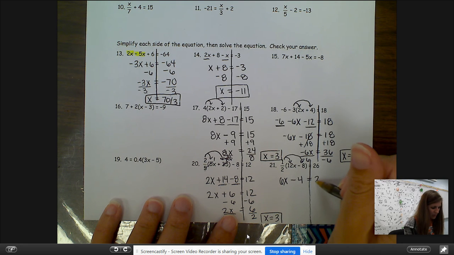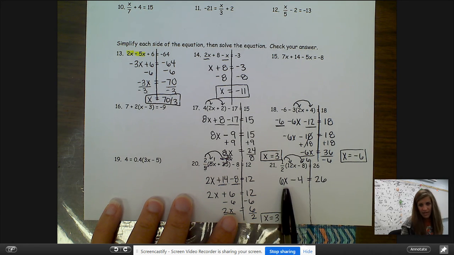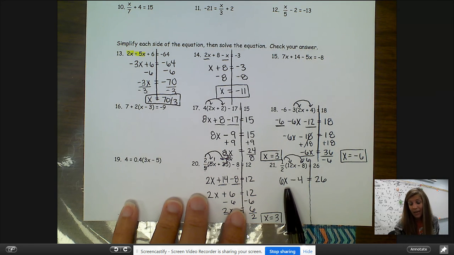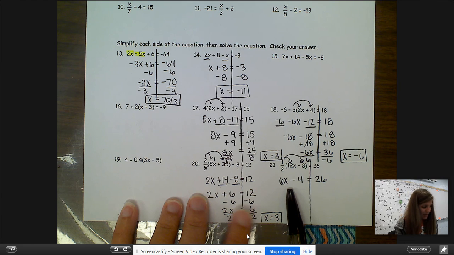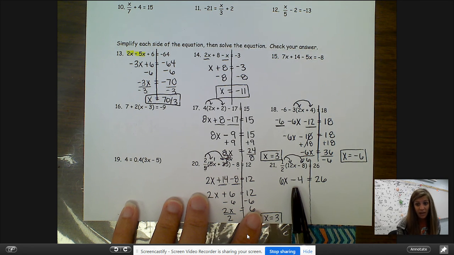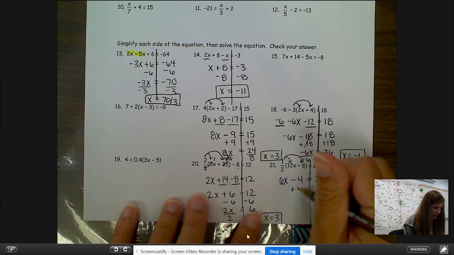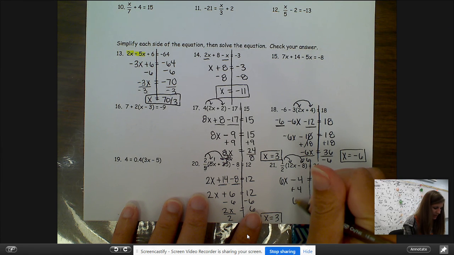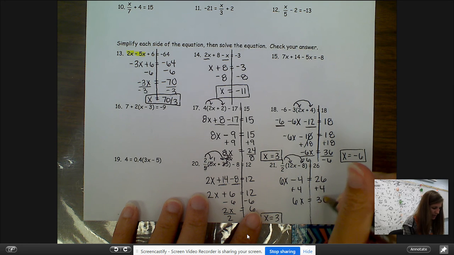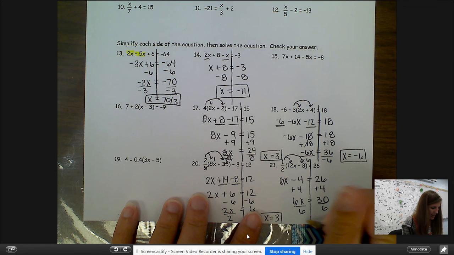And I bring down my equal sign. Now on the left-hand side, nothing left to combine. We're done simplifying over there. So now it's time to start solving. And we want to undo subtraction first. So add the 4. So 6x equals 30. And then divide the 6 away. And x is 5.